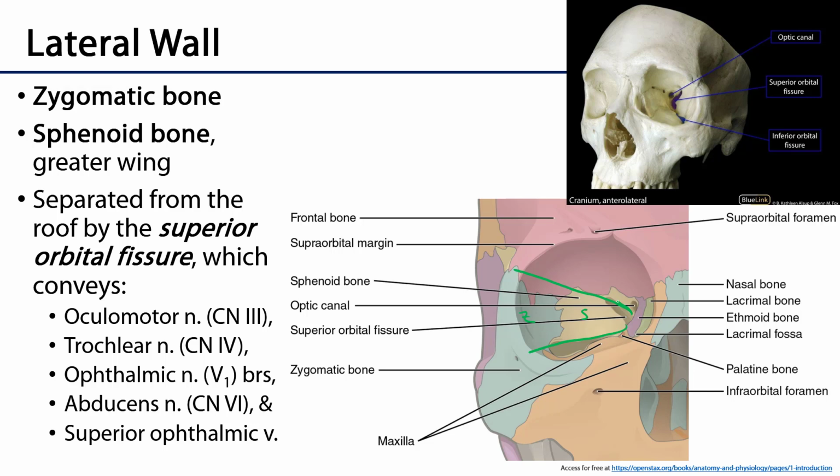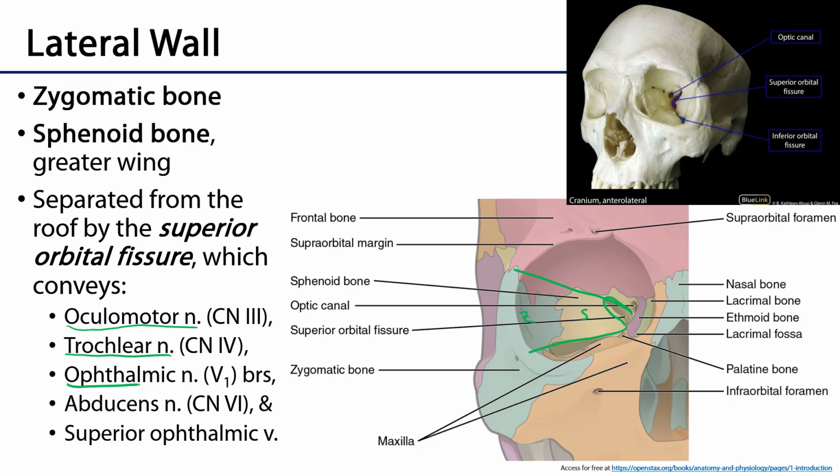That superior orbital fissure, which I'm outlining here, is quite a conduit between the middle cranial fossa and the orbit. And it's going to convey the bulk of the nerves to the orbit. So for instance, cranial nerve 3, which is the oculomotor nerve, which drives most of the extraocular muscles. Cranial nerve 4, the trochlear nerve, which drives the superior oblique muscle.